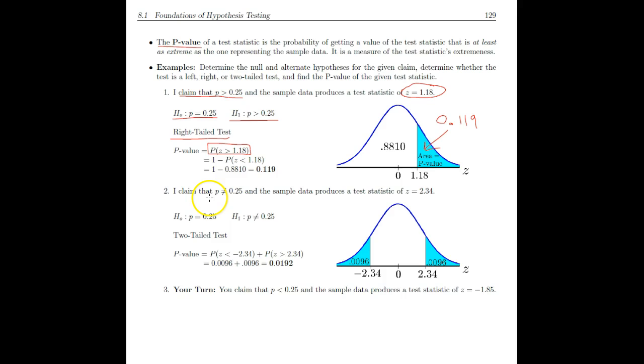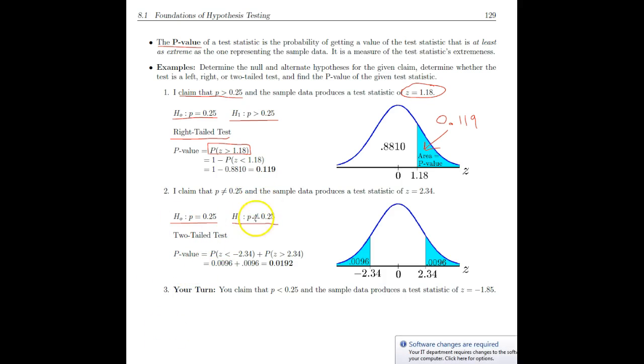Okay, example 2. I claim that p does not equal 0.25, and the sample data produces a test statistic of 2.34. So my null hypothesis, again, is going to impose equality. So say that p equals 0.25. My alternate hypothesis will be the same thing as my claim, simply that p does not equal 0.25. So here, since it's not equal, I have a two-tailed test.